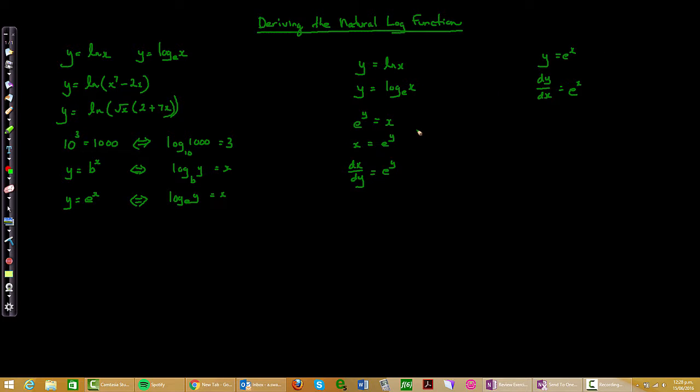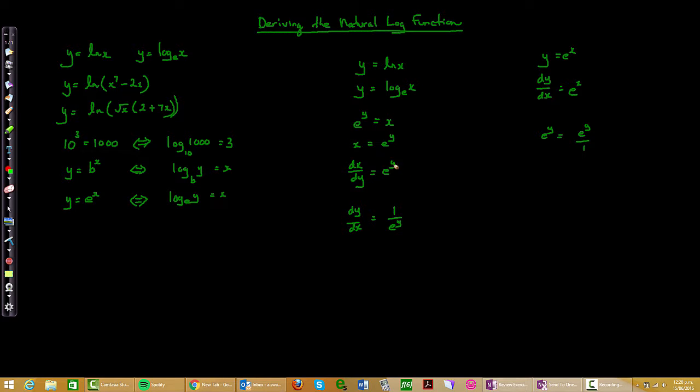Okay, so that's all very well, but what we do want is the derivative of this. So how are we going to get to that? Well, what we can do is take the reciprocal of both sides here. So I've got dy over dx is equal to, the reciprocal of this would be 1 over e to the power of y. e to the power of y is the same as e to the power of y over 1, therefore the reciprocal is this here.